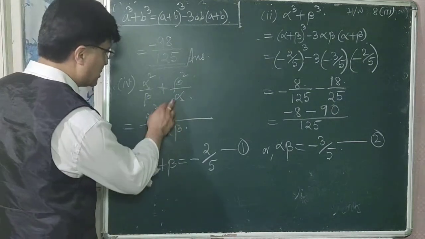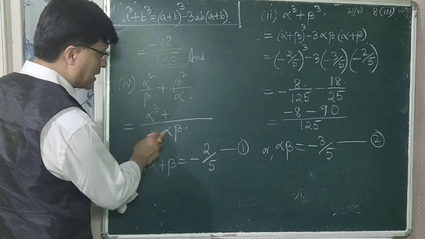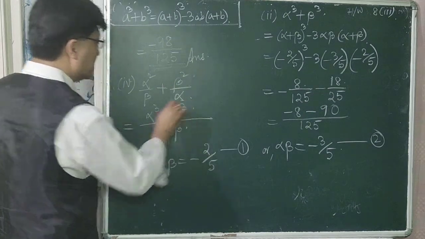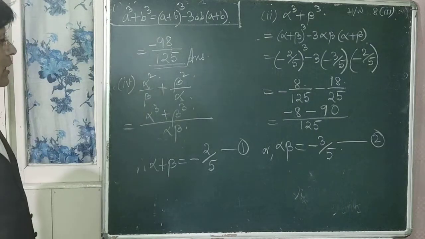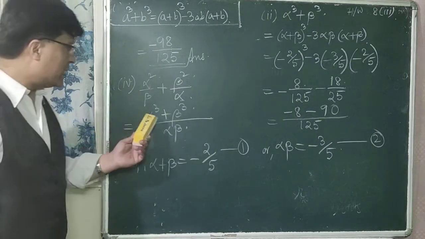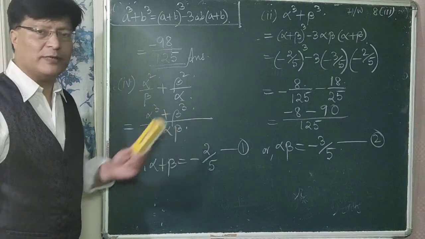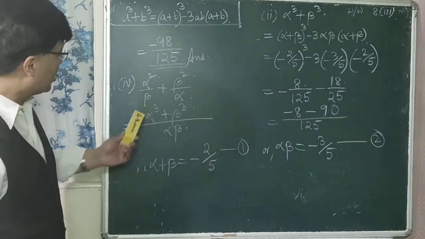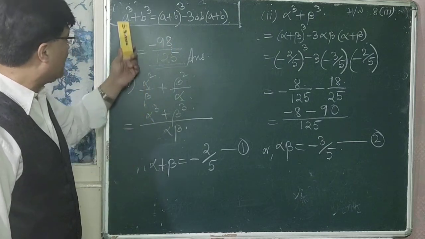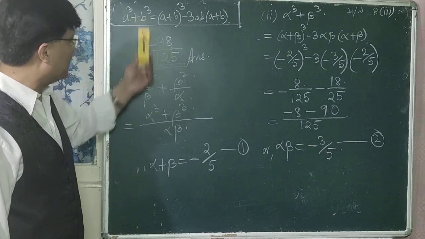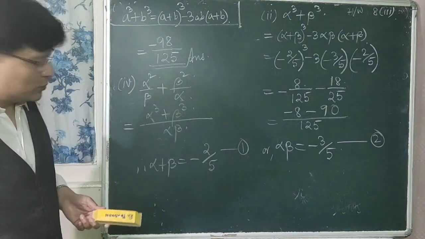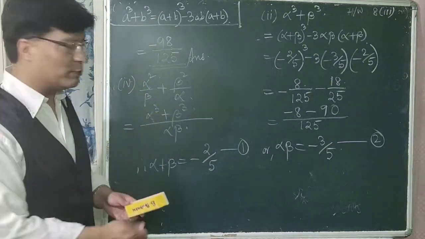Again this alpha beta is divided by alpha. Alpha gets cancelled, you get beta. Beta into beta square, that is beta cube. Now again it is alpha cube plus beta cube, isn't it? So you can use this formula again here. Instead of A there is alpha and instead of B there is beta. You can use the same formula as in the previous one. So alpha cube plus beta cube.